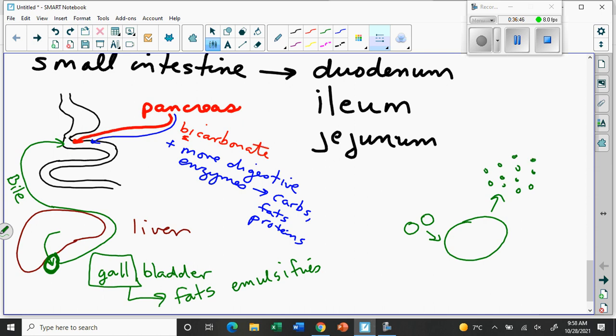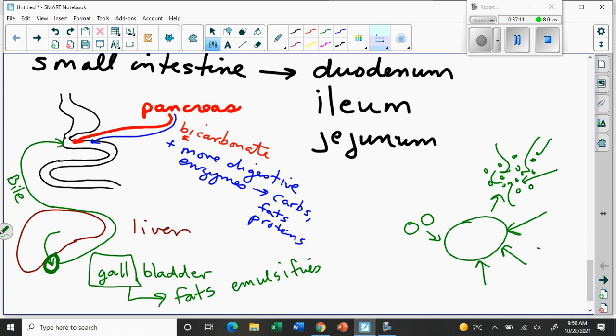Keep them apart. That's what emulsify means. It means keep the blobs of fat very small. So this gallbladder does that so that the enzymes can get in there all around, right? If it's a big ball, the enzymes can only get to the outside. But if it's many little small things, they can get all inside there and work much faster, much more effectively. So that's what emulsify does.